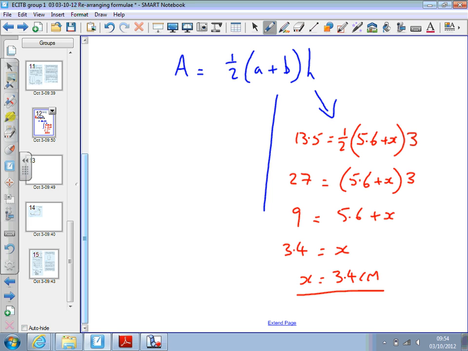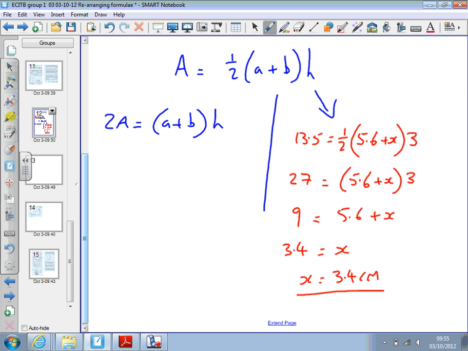So that was not an easy question. If I want to rearrange the formula, I'd do a similar thing, look, but I'd leave the symbols in. First thing to do, what do we do over here with the equation? We times by 2. Do the same here. But this time, what would I have to write on the left-hand side? 2A, yeah, equals a plus b, times h.